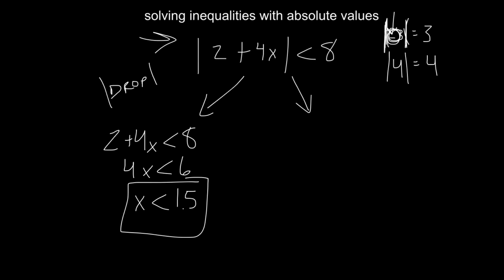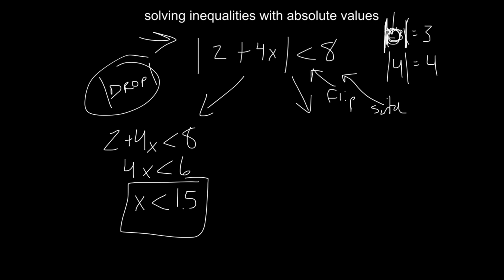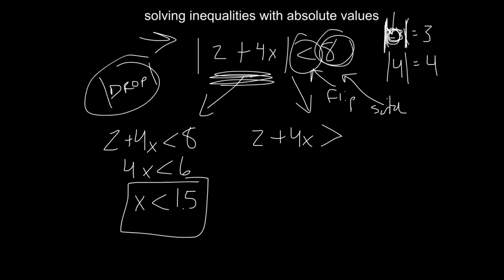All right. So you work it once as if they don't exist, and then the other one you flip the inequality sign and switch the sign of your number on the other side. Okay. So this stays the same, 2 plus 4x. Now, I'm going to have to flip my sign. Now it becomes greater, and flip this, so now it becomes a -8.